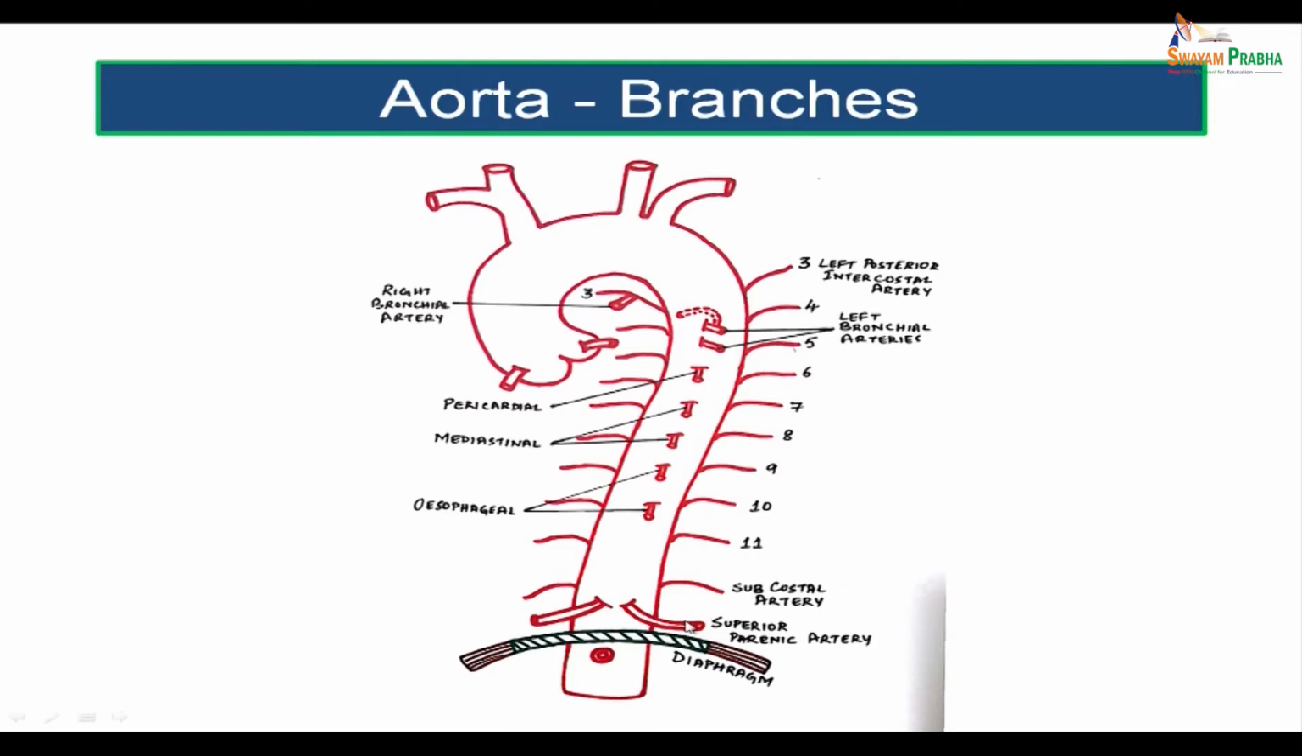The last one to arise here is the subcostal artery. Then you find the superior phrenic artery arising just above the diaphragm before the aorta leaves through the aortic aperture of the diaphragm. It gives off the superior phrenic artery, which is going to supply the diaphragm. After this, it leaves by passing through the aortic aperture.